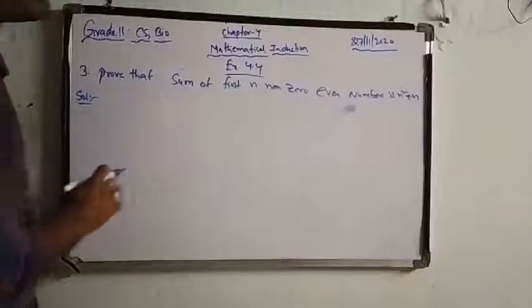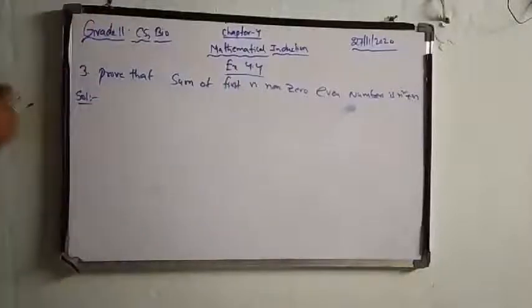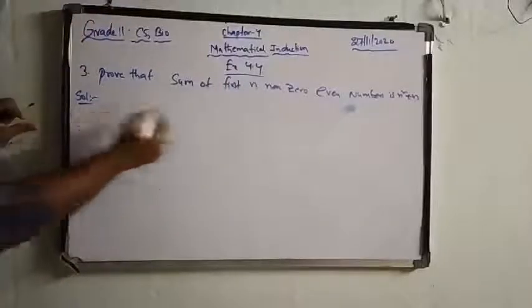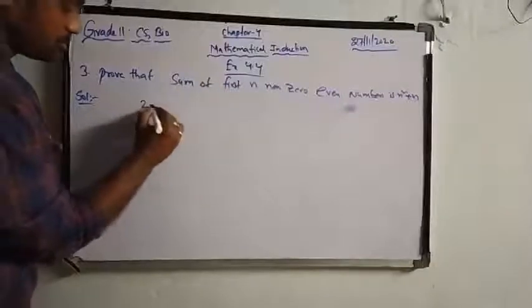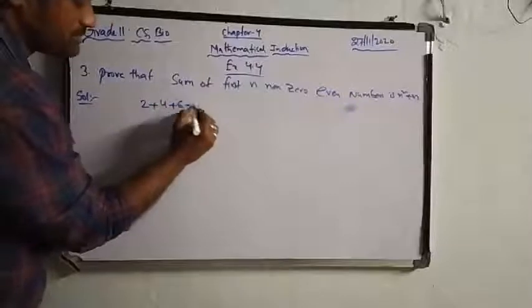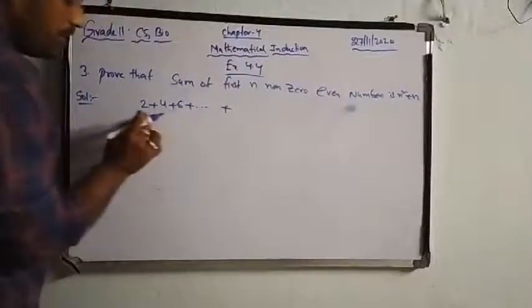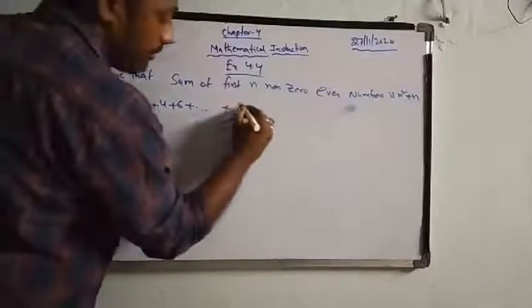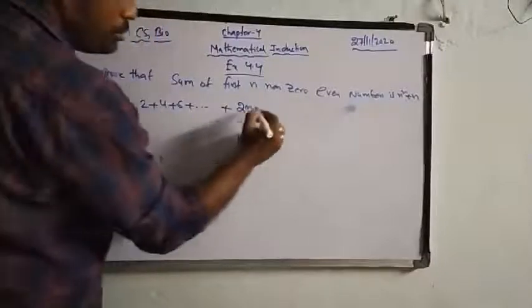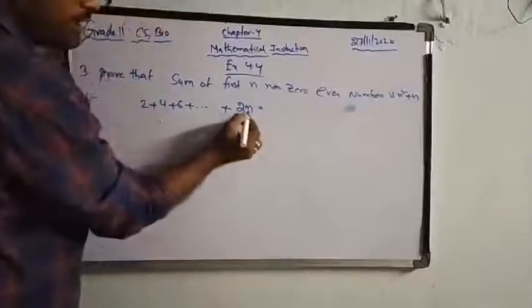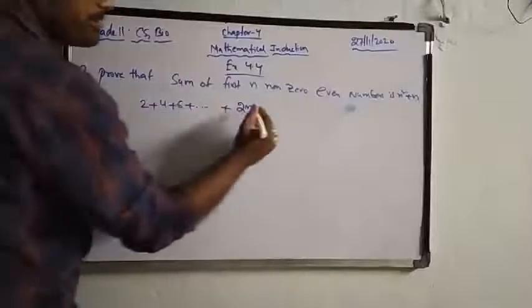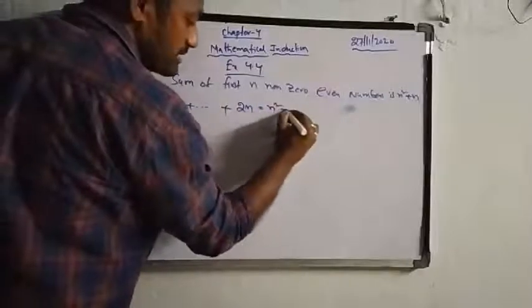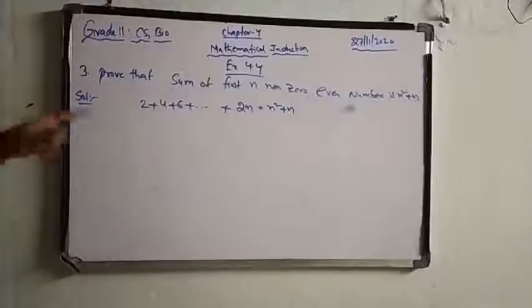Prove that the sum of the first n non-zero even numbers is n square plus n. So we know that the sum of the even numbers is 2 plus 4 plus 6 and so on. Every even number will be in the form of 2n, that is 2 into a natural number. So 2 into 1 will be 2, 2 into 2 will be 4, 2 into 3 is 6, like that. So the result is given as n square plus n. This is the given statement.